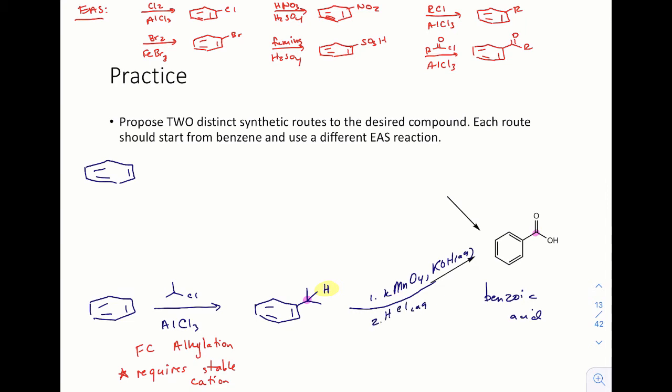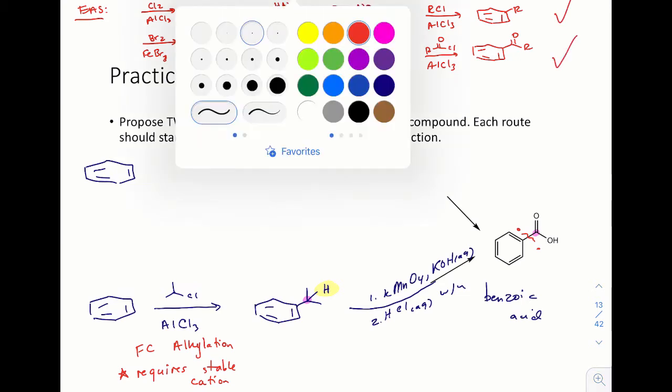and then treat with potassium permanganate under basic aqueous conditions, followed by an acidic workup, and generate benzoic acid. All right, if this carbon-carbon bond in the product is generated by electrophilic aromatic substitution, there's only one more choice for a different, distinct electrophilic aromatic substitution reaction to use in this synthesis problem. We've used the alkylation, time to use the acylation.